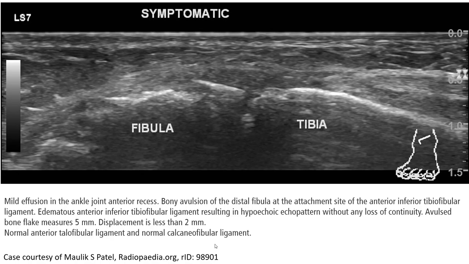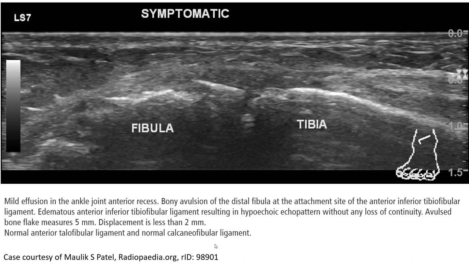This is an ultrasound. There is effusion in the ankle joint and the recess, and an avulsion of the distal tibia at the attachment site of the anterior inferior tibiofibular ligament. The anterior inferior tibiofibular ligament is edematous, resulting in a hypoechoic echotexture without any loss of continuity.